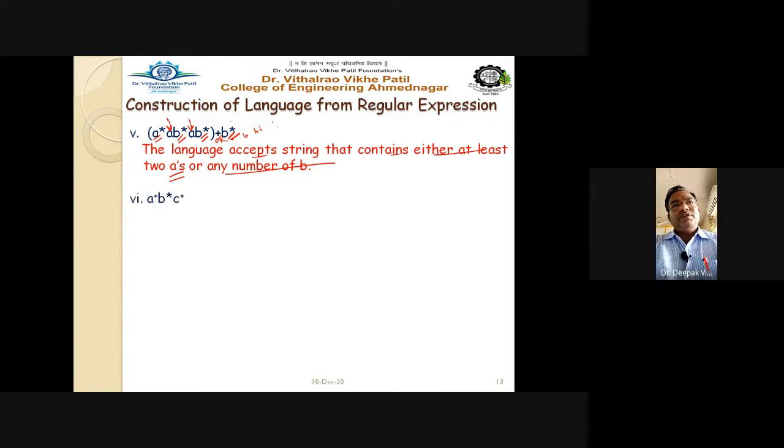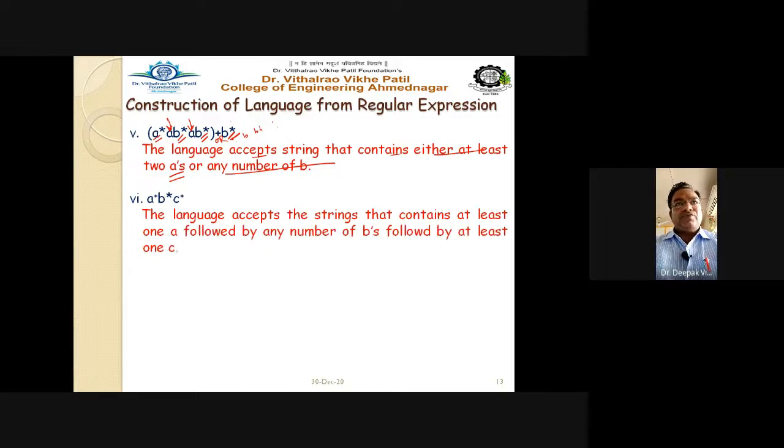The next example, a raised to plus dot b raised to star dot c raised to plus. So the language accepts the strings that contain at least one a, followed by any number of b's, followed by at least one c. It is very simple, right?